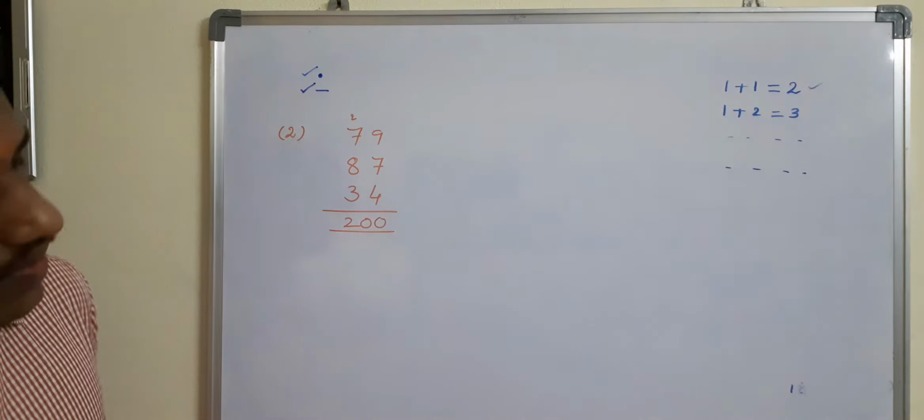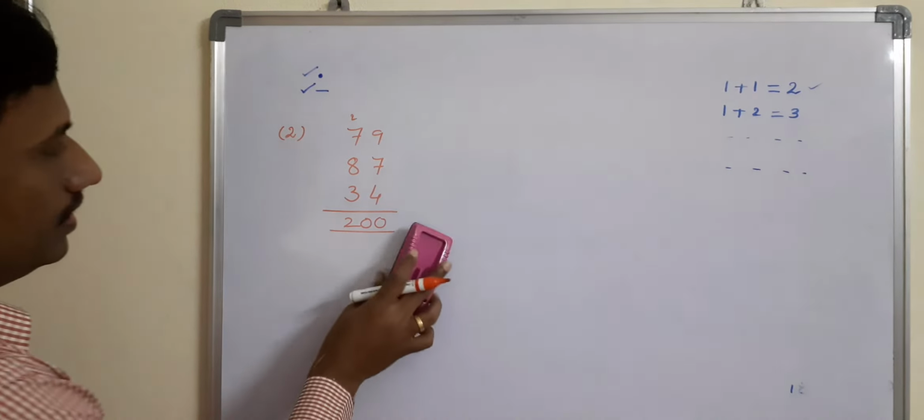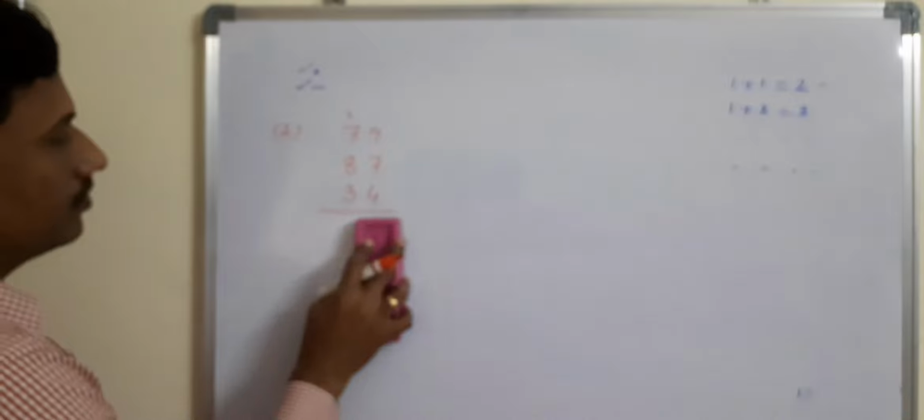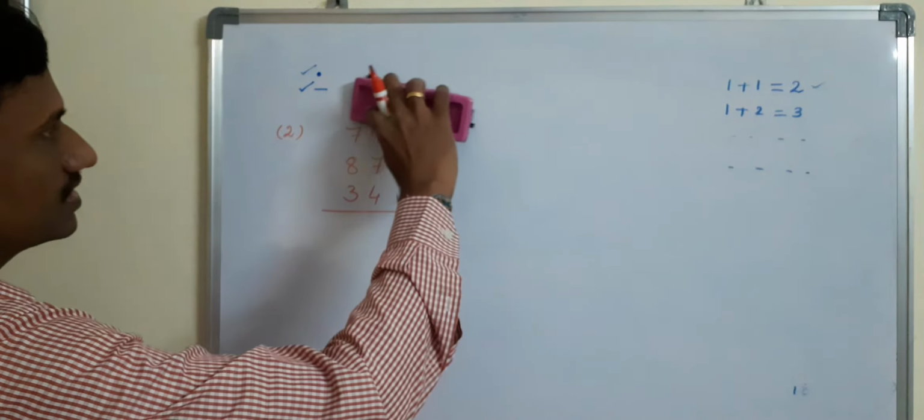In Vedic maths, how to do this problem? Here in Vedic maths, there is no need to do the addition from the ones place.